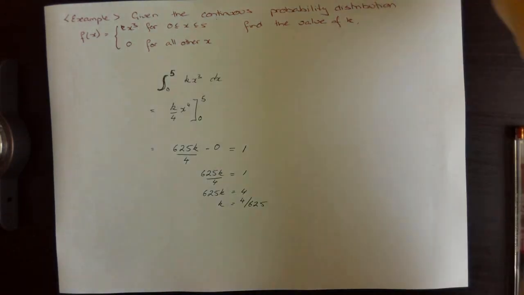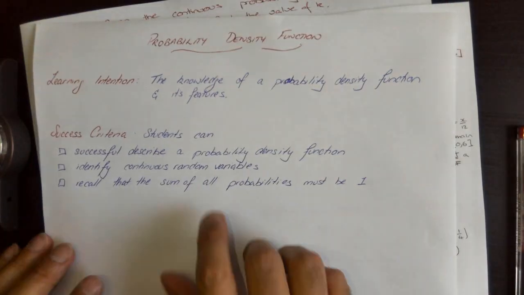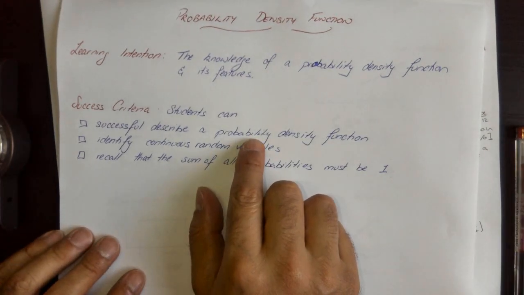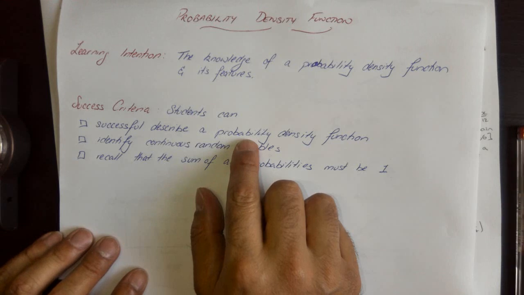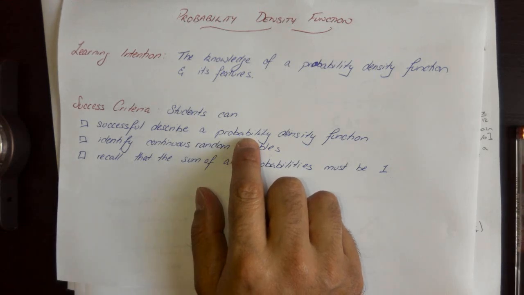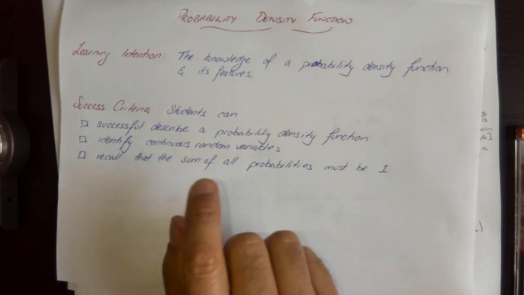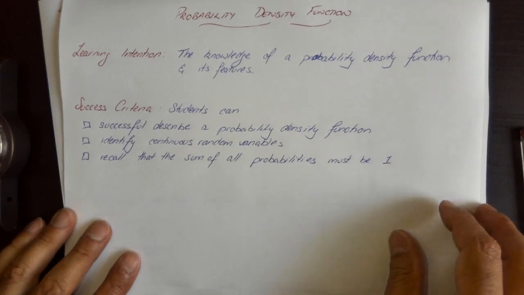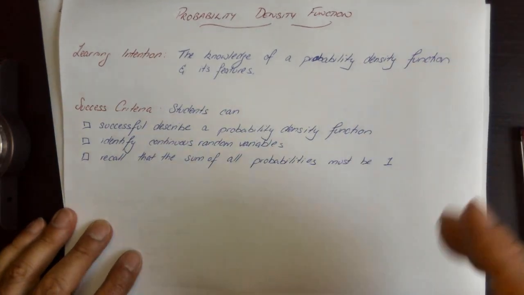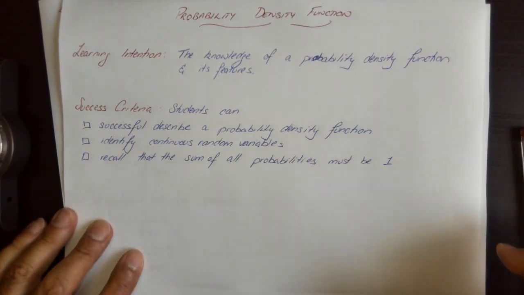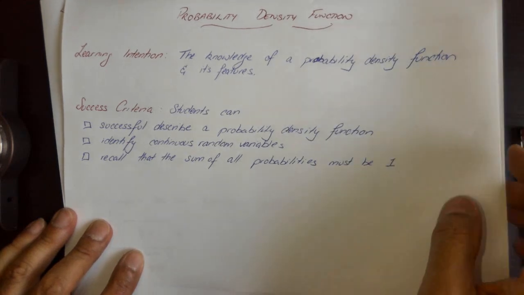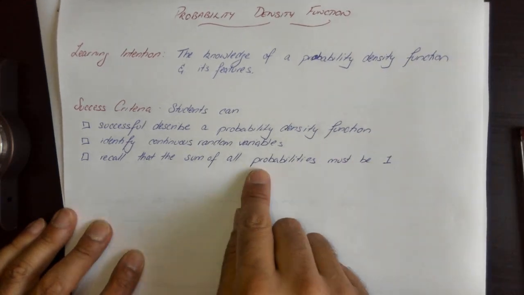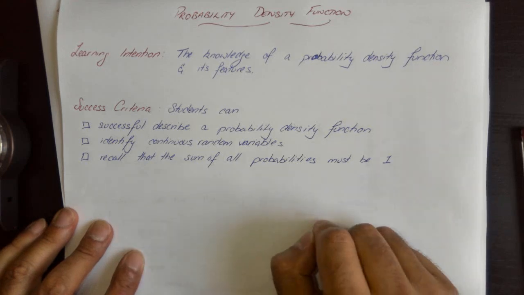Okay, so going over our success criteria, remember that a probability density function is the curve that demonstrates the probability of all events of a continuous random variable. Continuous random variables are things that do not have a discrete or set value. They can take on many values, such as the length or height of something, and the sum of all probabilities must be 1. So the area under that curve has to be 1.